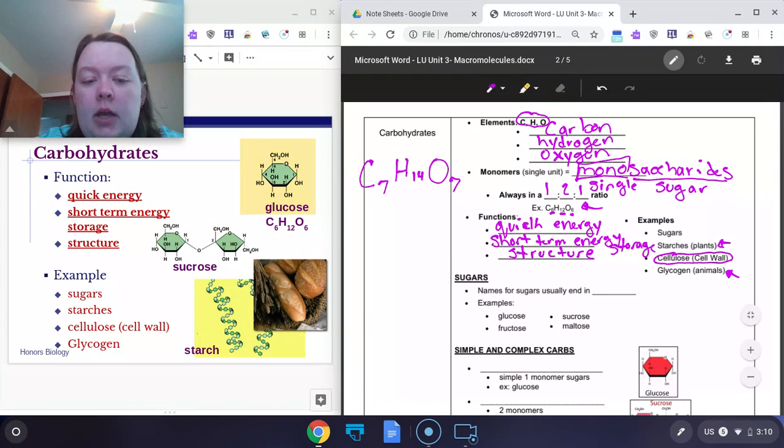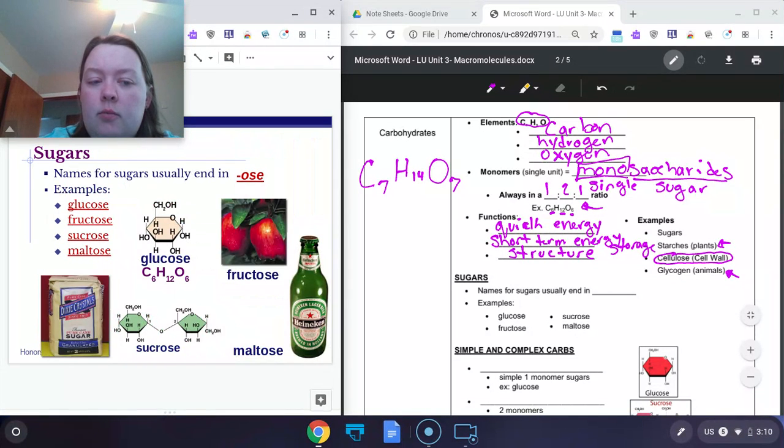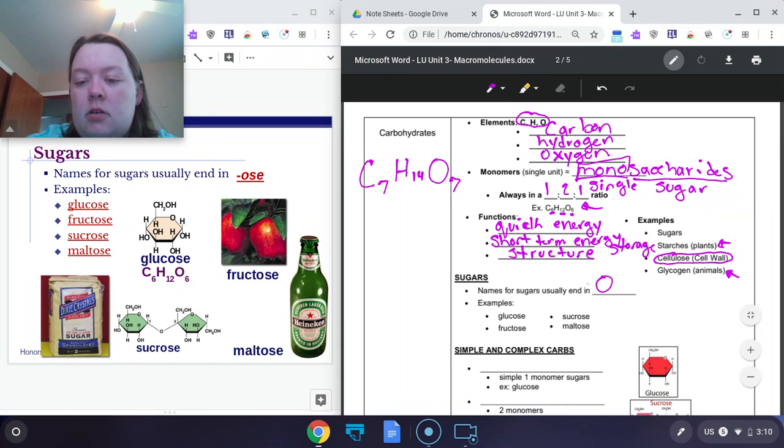Now, typically, when we're looking at sugars, the more common sugars are going to end in the suffix "ose." So anything that ends in OSE is a type of sugar. So glucose, fructose, sucrose, maltose, all of those end in OSE and therefore are sugars.